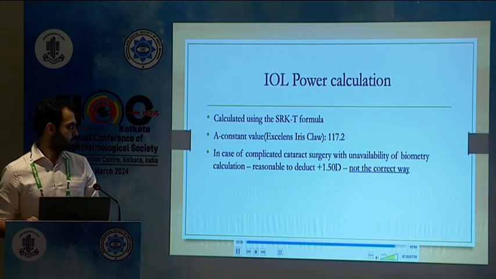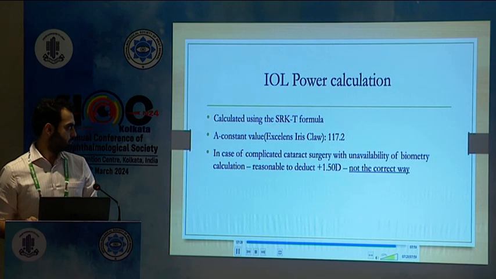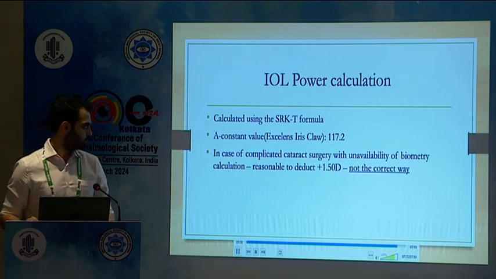IOL power can be calculated usually through the SRK/T formula, or the A constant value of whatever lens you are using has to be put in. For us, it's usually 117.2.